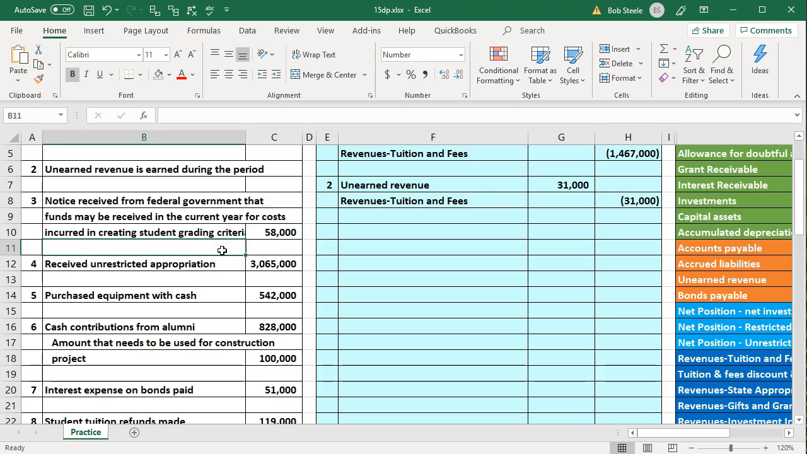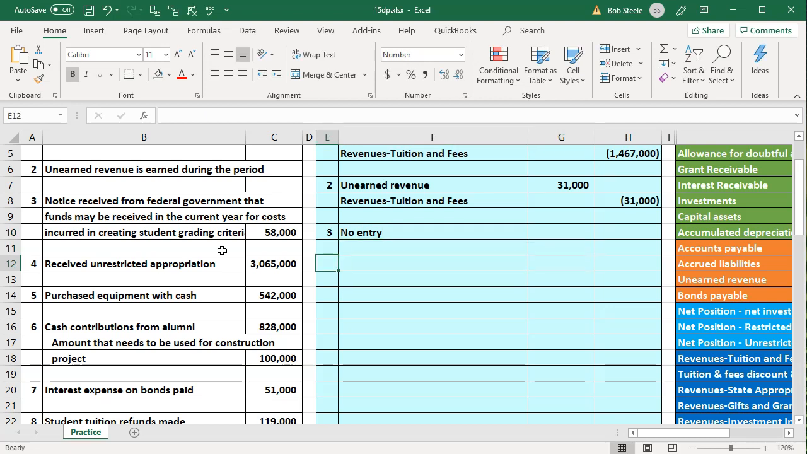So we're not actually going to record anything for this transaction. We haven't got the funds. The grant hasn't been received yet, so we're not going to record basically a receivable on this at this point in time. So that means that number 3, we're going to say has no transaction. I'm just going to say no entry.